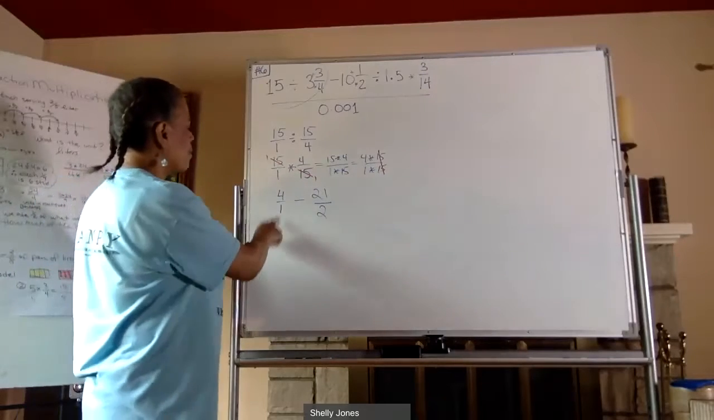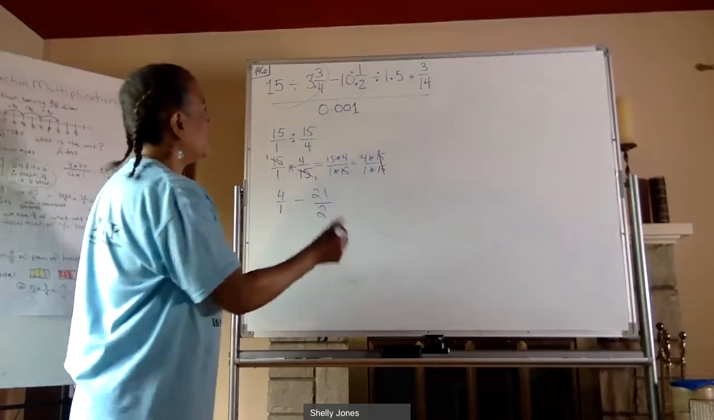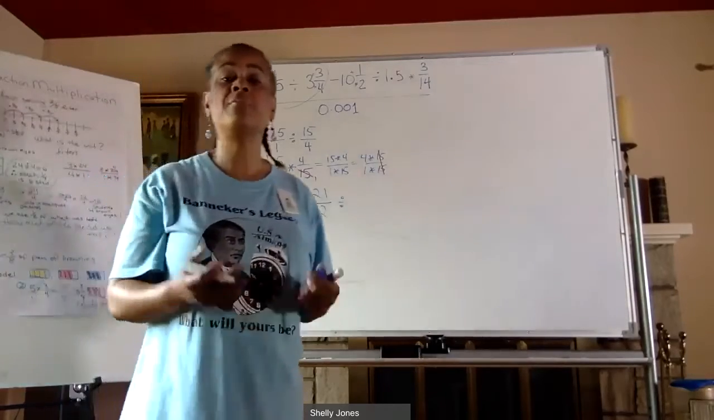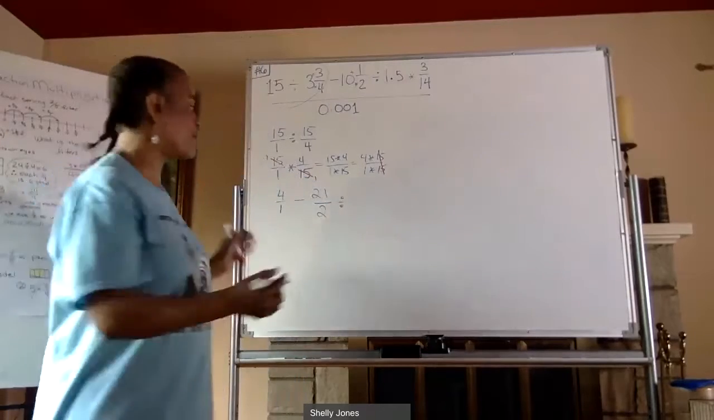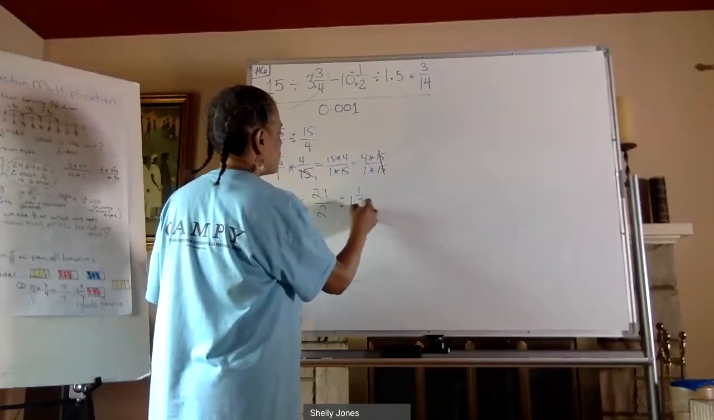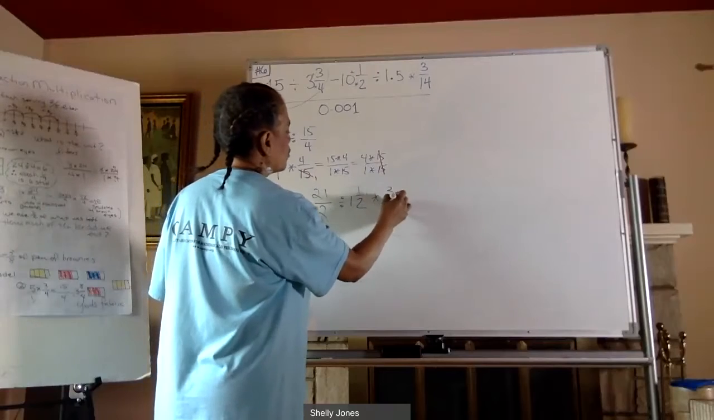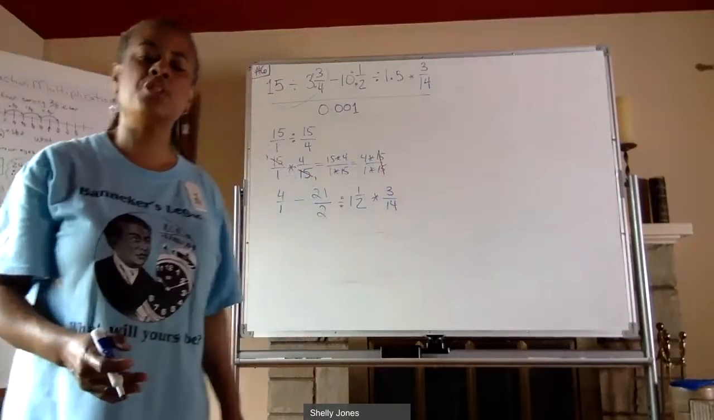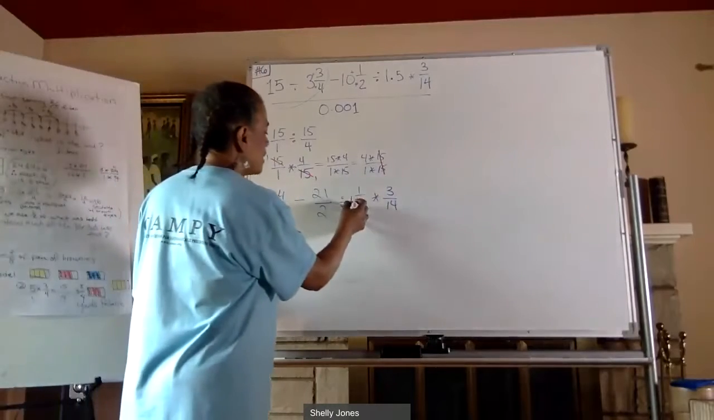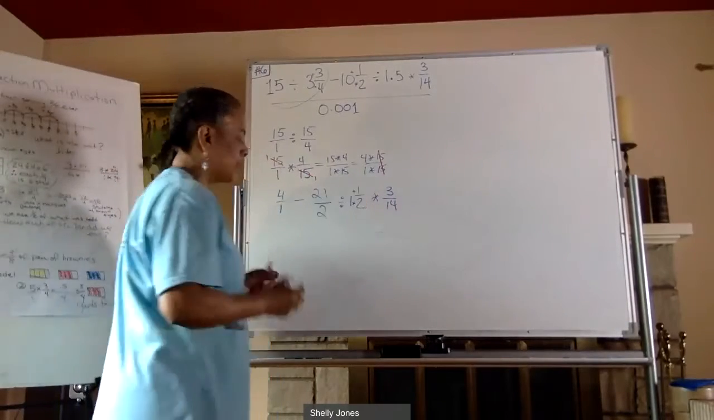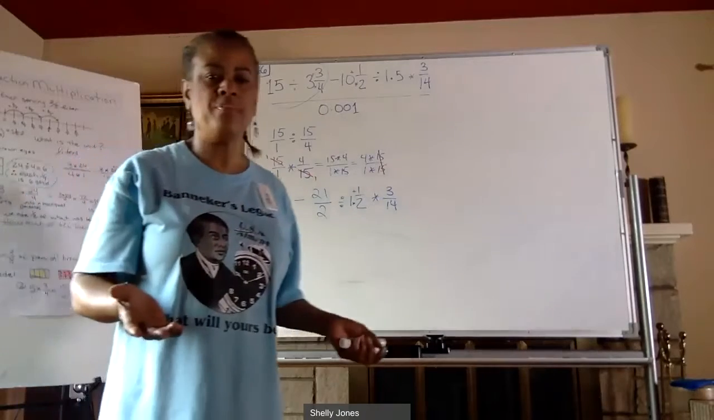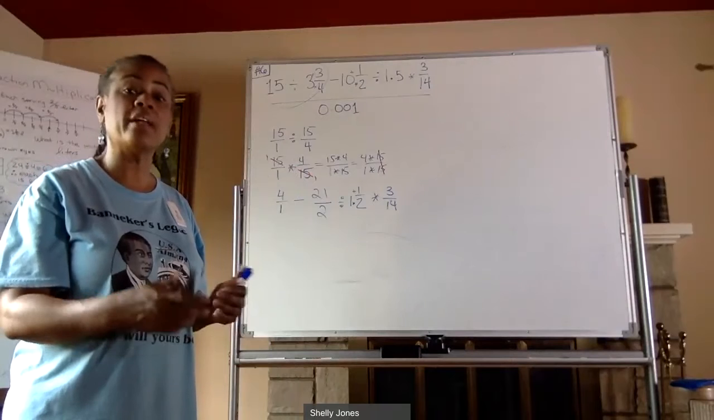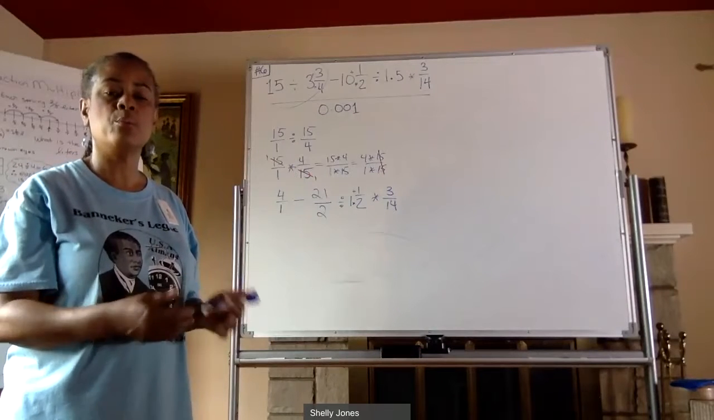So far I have 4/1 minus 21/2 divided by, remember, instead of 1.5 or 1 5/10, I want 1 1/2. So here I have 1 1/2 times 3/14. But I'm going to go even further. Instead of 1 1/2, I want to change that to 3/2. 1 times 2 is 2, plus 1 is 3 more. Now, why do I do that? It's something that I learned a long time ago, and I still remember it, so that's the way I changed the mixed number to an improper fraction.